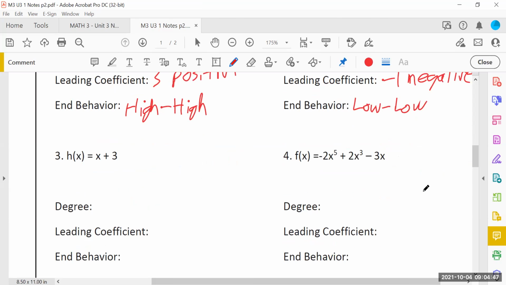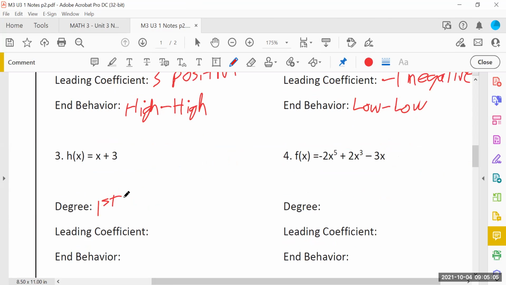Okay, number 3. What's its degree? 1, right? As long as it has an x, it's not going to be 0. The only way you have a 0 degree is if it's a constant function, no variables at all, no x's. So this is a first degree.